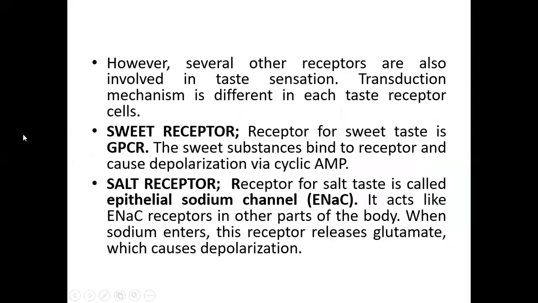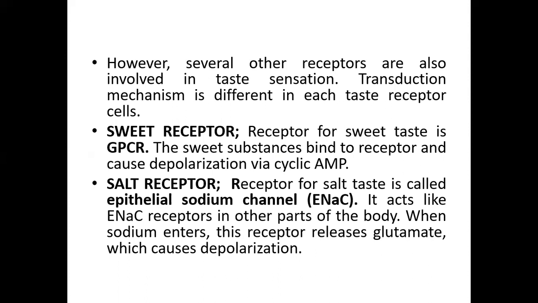Let's go to something a bit more detailed. Several other receptors are also involved in taste sensation. The transduction mechanism is different in each taste receptor. That's what they talk about.